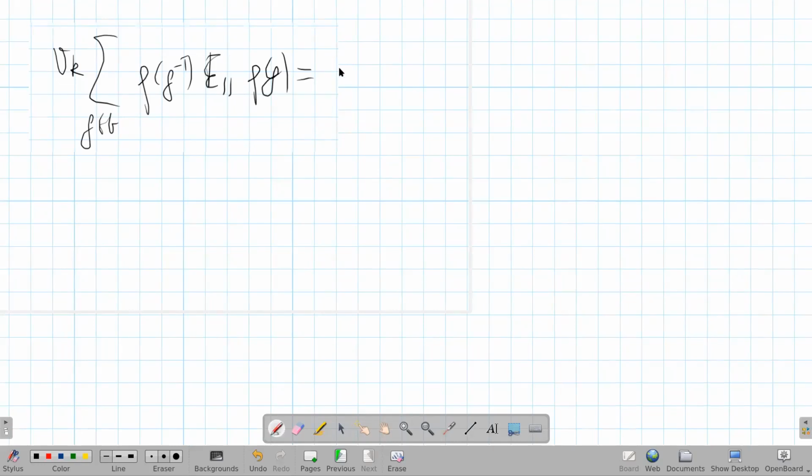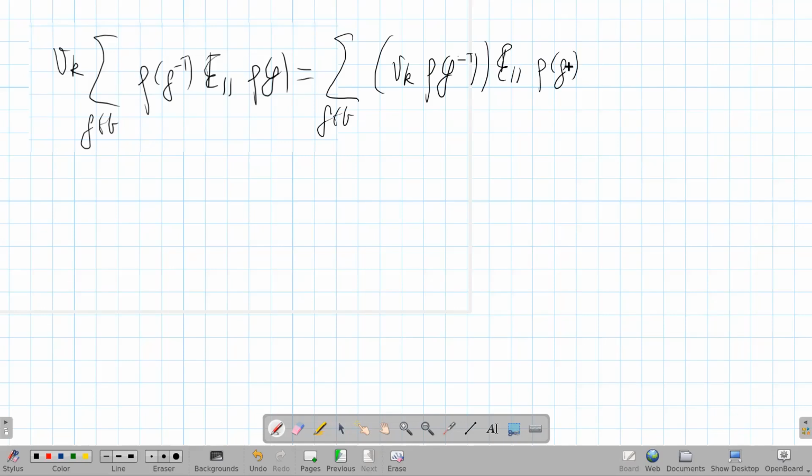So first of all, we have plenty of space. It's the sum over G of what? To Vk, you first apply rho G inverse, and then ESS, and then rho of G. Because this is a composition of maps, and composition goes from left to right, so first this, then this, then this.